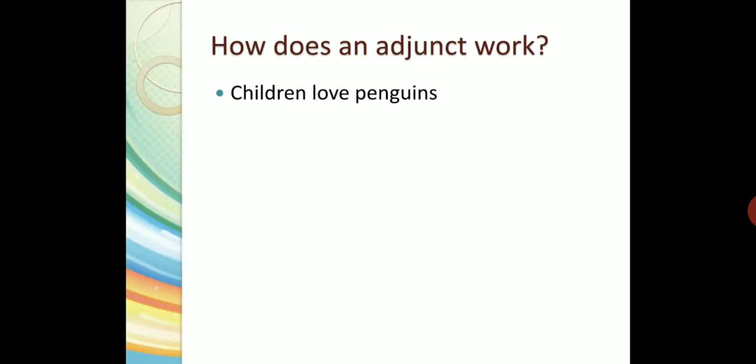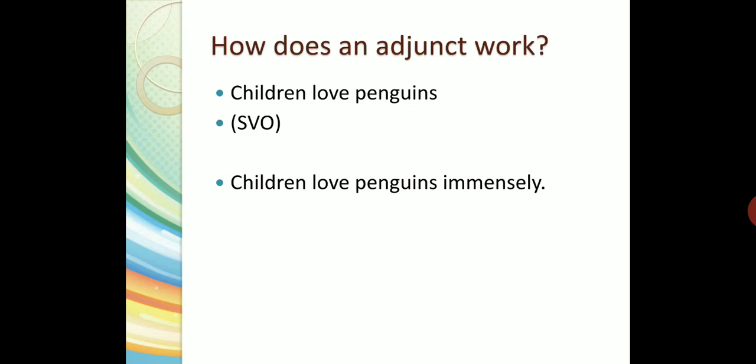Now look at these two sentences. Children love penguins. What is the sentence pattern? Very easy. It is SVO. But I can add an adjunct to make it semantically richer or more beautiful. Or I can make it: children love penguins immensely. Now this immensely can be referred to as an adjunct or an object complement. And even when you remove the adjunct, the sentence will still look meaningful. But if you are marking the sentence, you can mark it as SVOA, or I think more in keeping with your syllabus, you can mark it as SVO, adverbial complement.